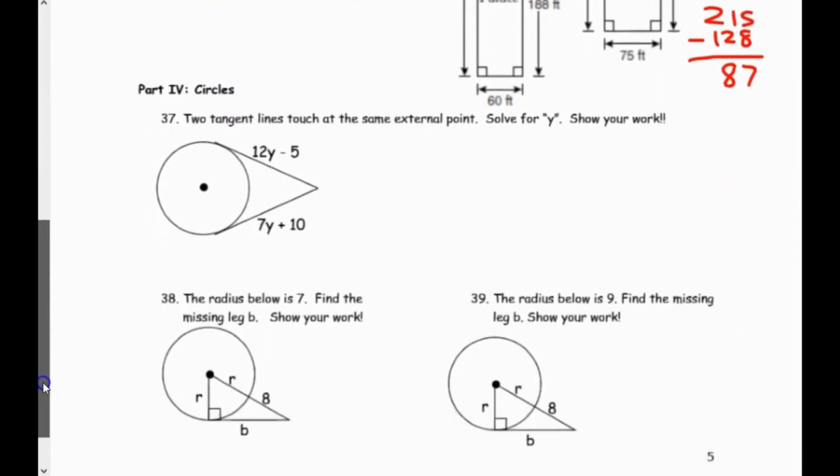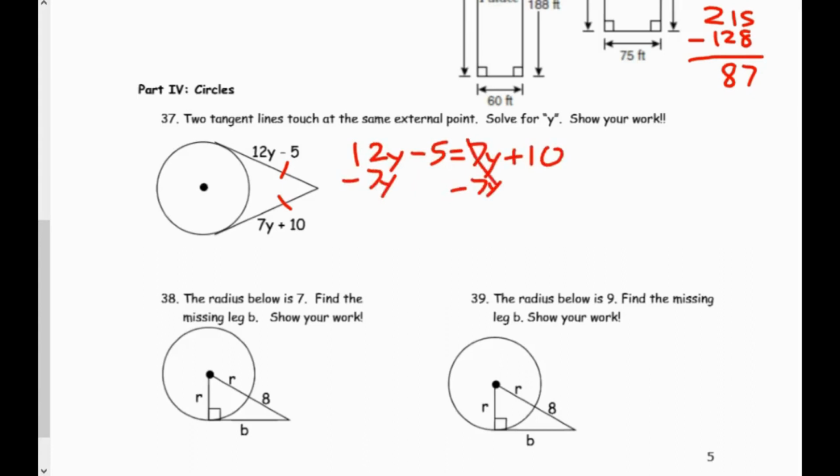Back to circle stuff. Two tangent lines. Remember, that means these are equal. 12y minus 5 equals 7y plus 10. We get rid of the smaller y. Get rid of the loner. Then we get rid of that coefficient.